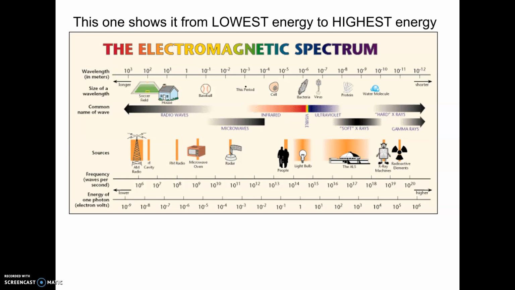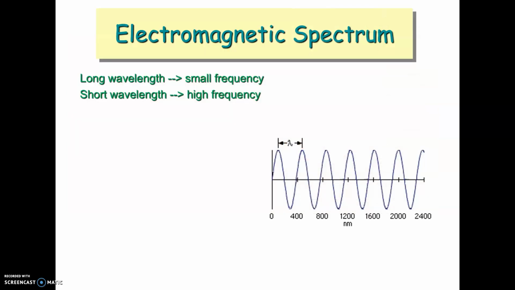So you'll see this one is in order from longer wavelengths to shorter wavelengths, or it's also from lowest energy to highest energy. And you'll notice in this particular chart, you see frequency, you see energy, and then you see wavelengths. So we haven't talked about energy yet, and that's what we're going to get into in our next section.